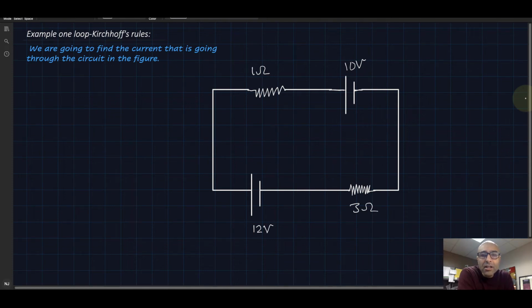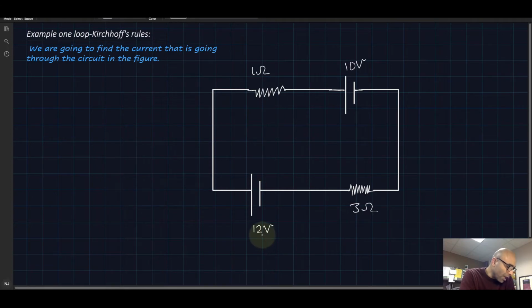Hello everybody. We are going now to solve this Kirchhoff's circuit, and I know we need to use Kirchhoff's rule because we have two batteries in one loop, and that makes it a little bit hard to just apply Ohm's law to solve this problem.